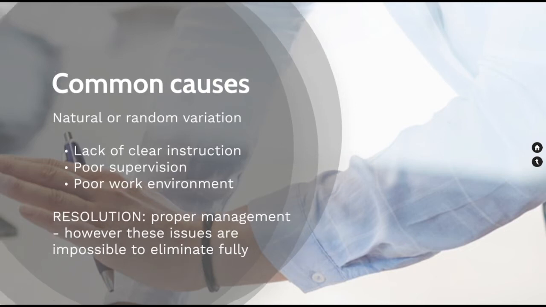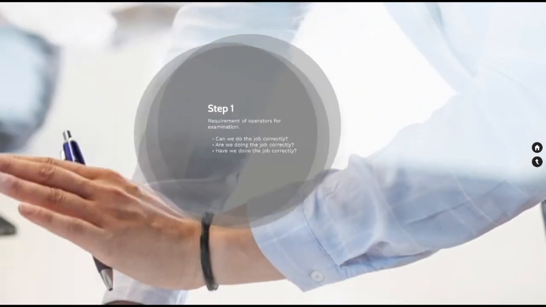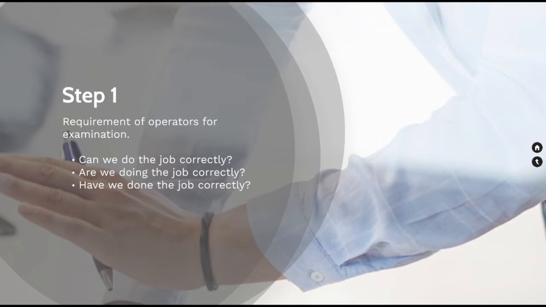SPC has 3 steps. The first step is about the requirement of operators to examine the state of control of the process. It also sets out to answer these questions. Can we do the job correctly? Are we doing the job correctly? And have we done the job correctly?